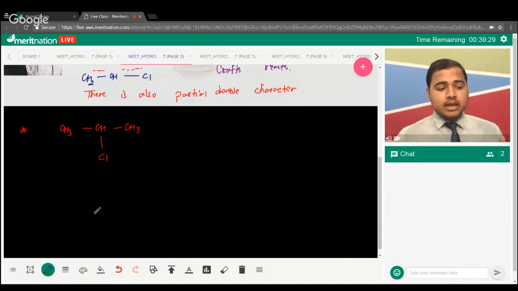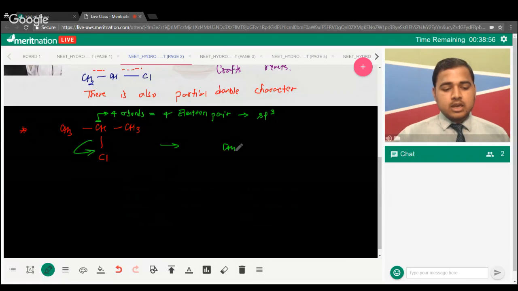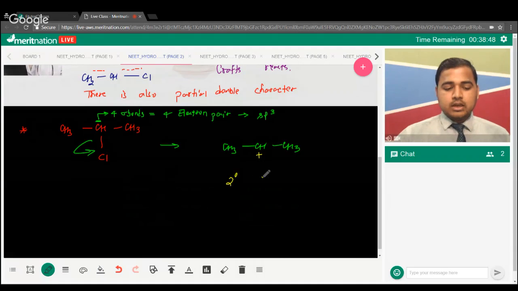So what happens, students? You can see here, this carbon atom is sp3 hybridized, because it is forming 4 sigma bonds. You can directly relate hybridization with the sigma bonds. It is forming 4 sigma bonds, so you can conclude 4 electron pairs, and then the hybridization should be sp3. So definitely this bond can be released, and this will form like this: CH3, CH, and CH3, and the middle carbon, a 2 degree carbocation, will be formed.